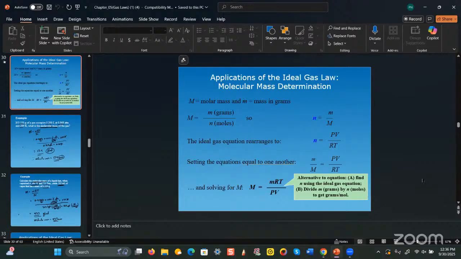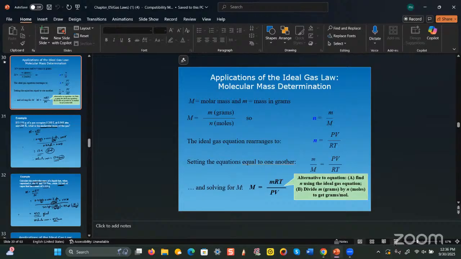All right. So basically, and if you've heard this before, I apologize. I just don't remember where we stopped the last time. So what we're going to look at is how do we use the ideal gas law to determine other things about gases? For example, the molar mass of a gas, right?